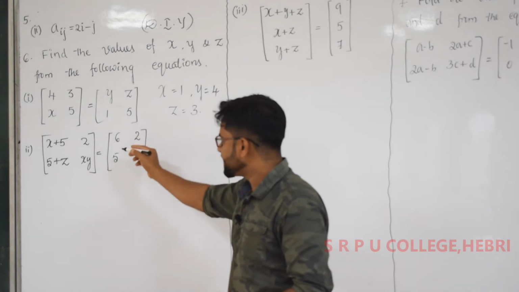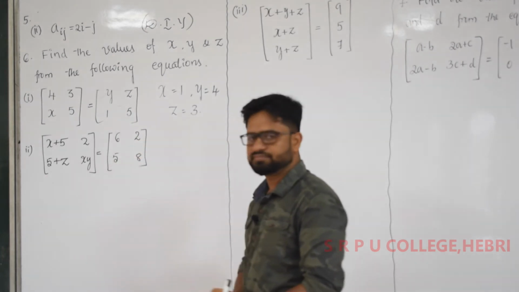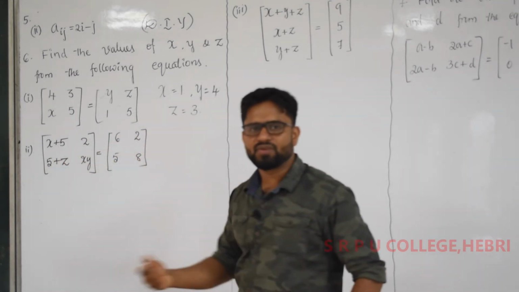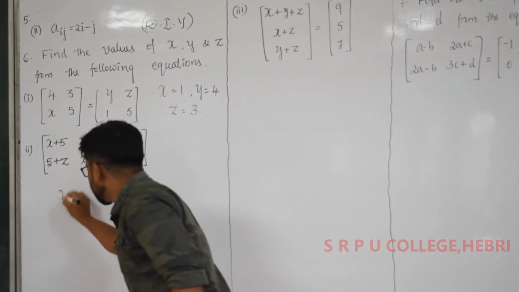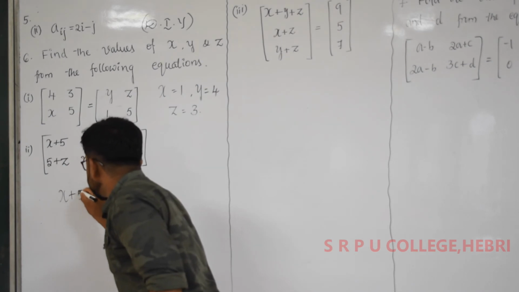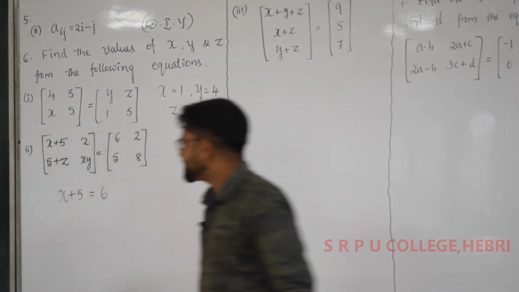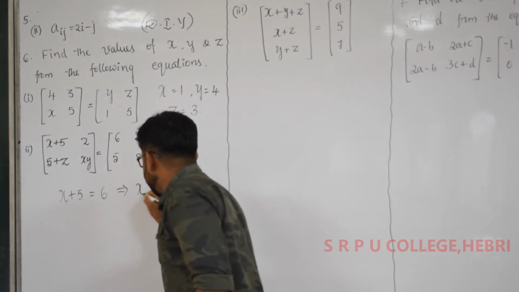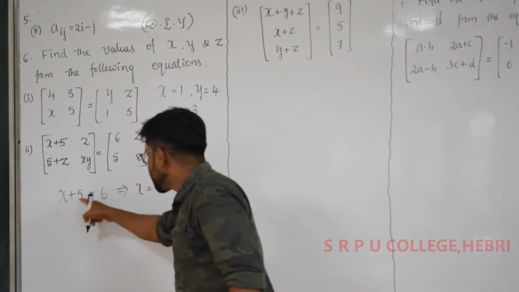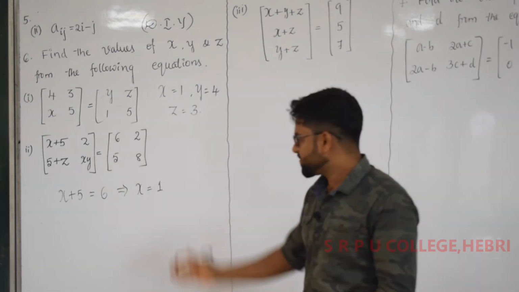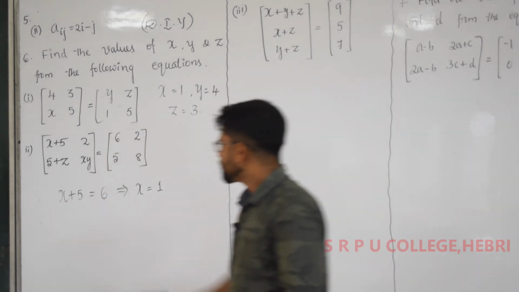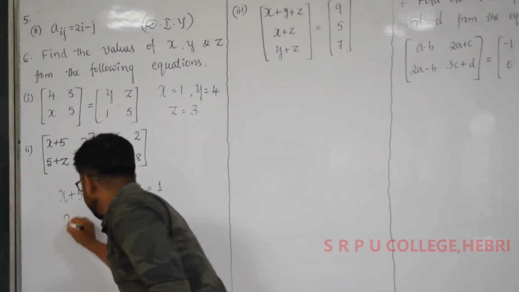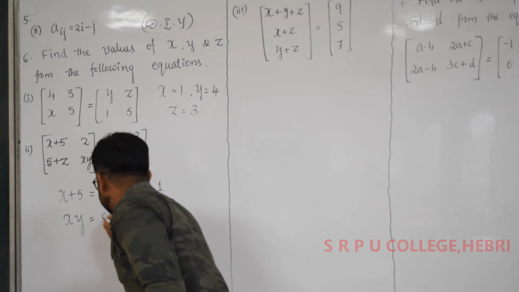Next, under the second one, two matrices, they are equal: x plus 5, 2, 5 plus z, xy is equal to matrix 6, 2, 5, 8. The corresponding elements, x plus 5 is equal to 6. So from this we can find x value, x equal to, bringing that 5 this side, x is 6 minus 5, equal to 1.